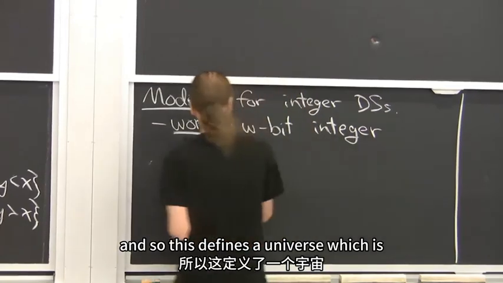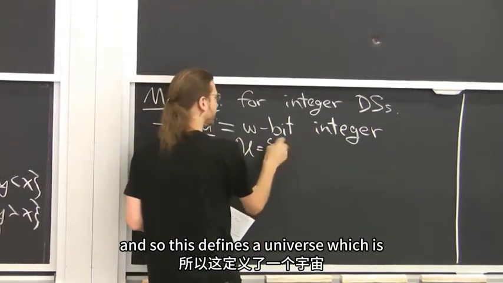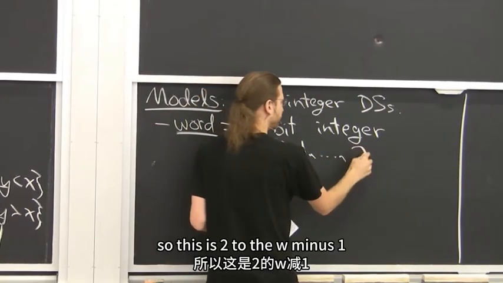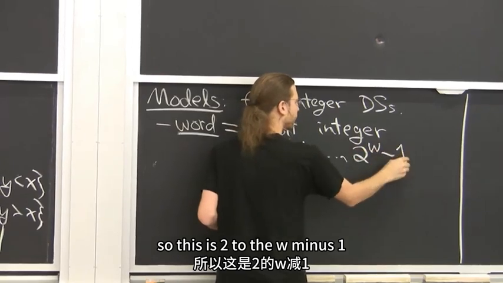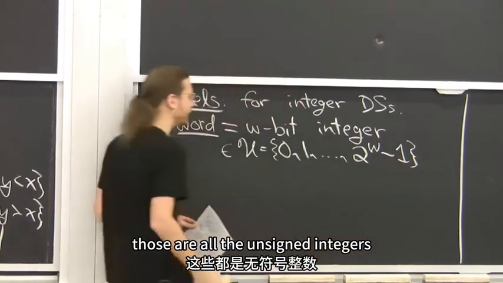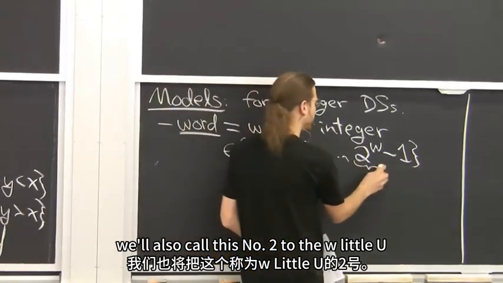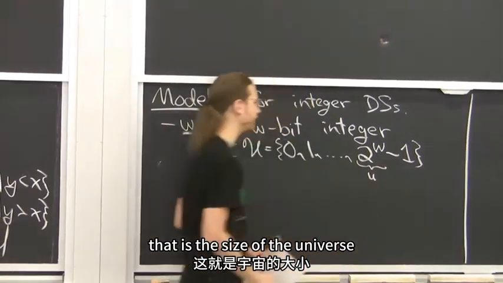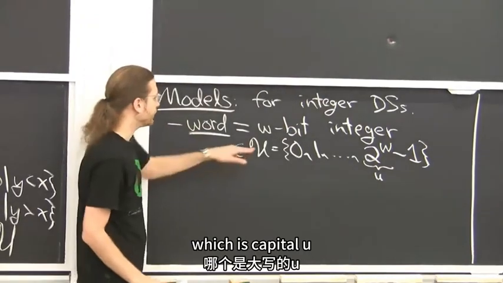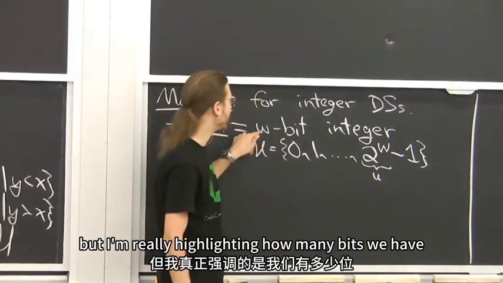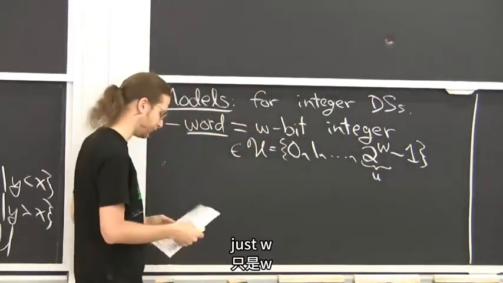And so this defines a universe, which is, I'm going to assume they're all unsigned integers. So this is 0 to 2^W minus 1. Those are all the unsigned integers you can represent with W bits. We'll also call the number 2^W little u. That is the size of the universe, which is capital U. So this matches notation from last time, but I'm really highlighting how many bits we have, which is W.